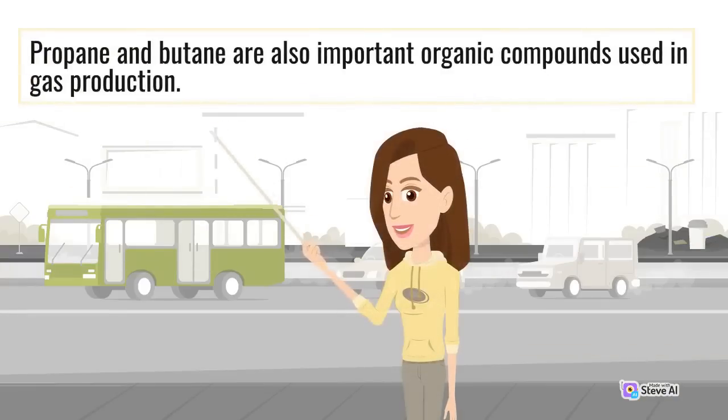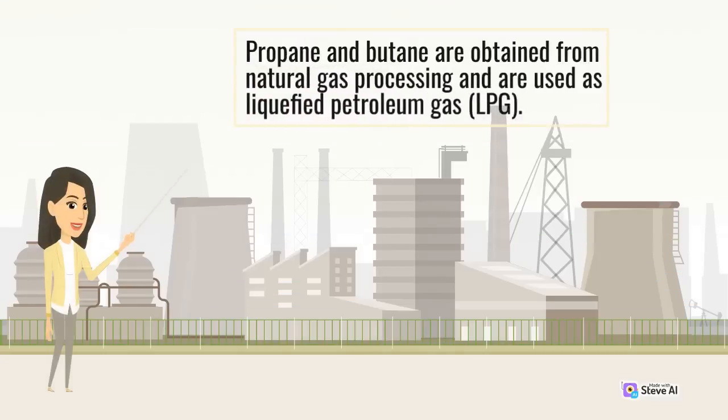Propane and butane are also important organic compounds used in gas production. Propane and butane are obtained from natural gas processing and are used as liquefied petroleum gas, LPG.